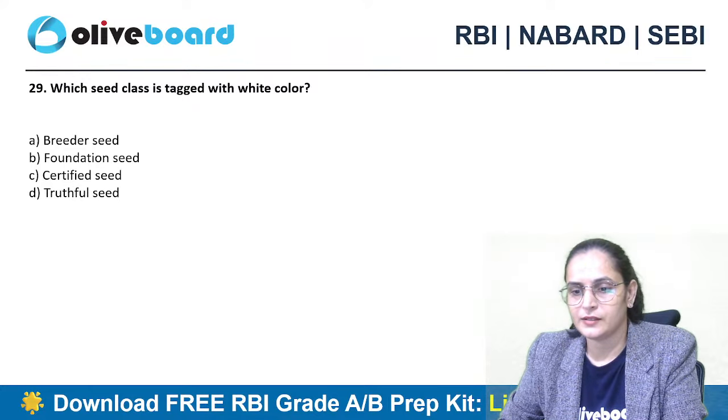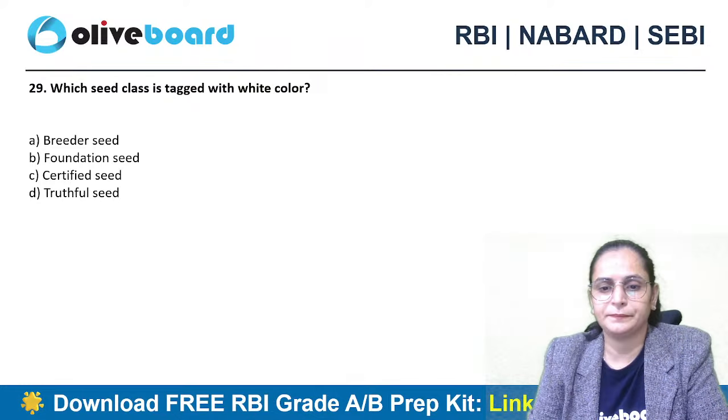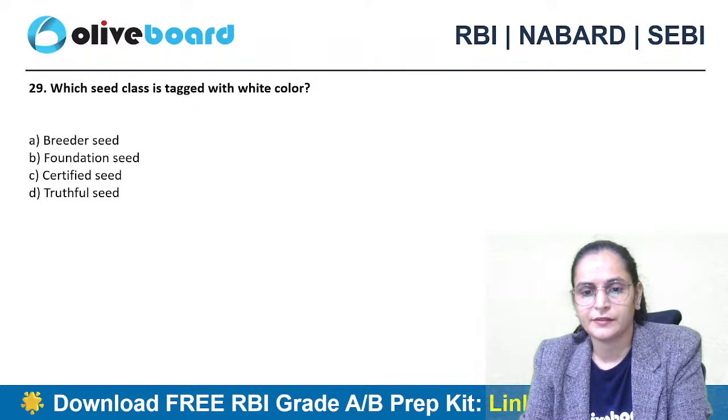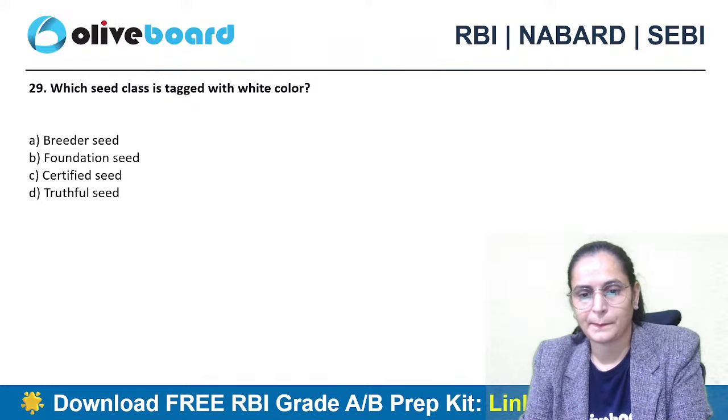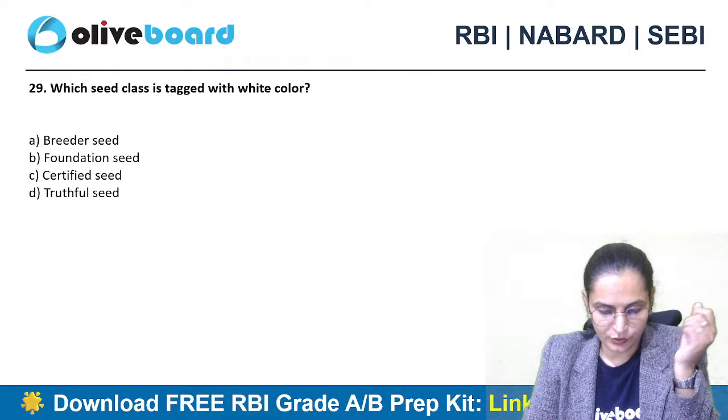Avani is saying for the 29th question. What should be the right answer for the 29th question? A, B, C or D? White color tag is given to seeds... is for the foundation seeds.